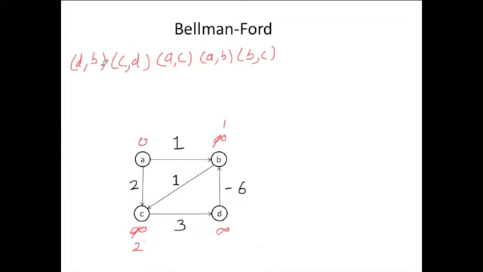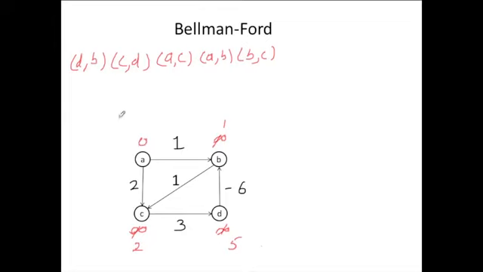Now relax again. D to B, infinity minus 6, there is no change. C to D, 2 plus 3, 5, so this will change to 5. A to C, no change. A to B, there is no change. And B to C, B is 1, 1 plus 1 is 2, then it will remain 2 only. So I have finished 2 times so far.